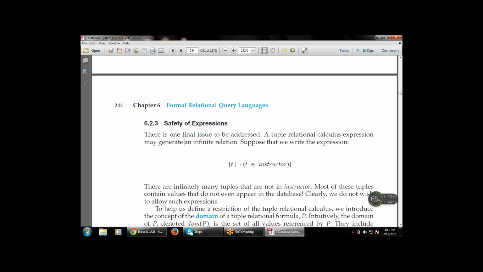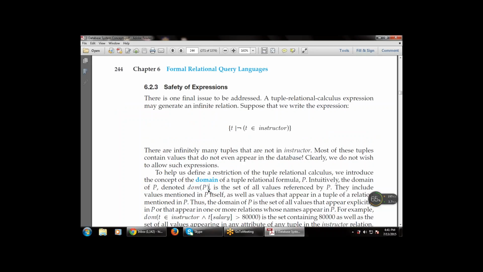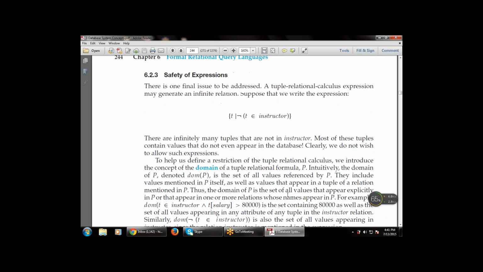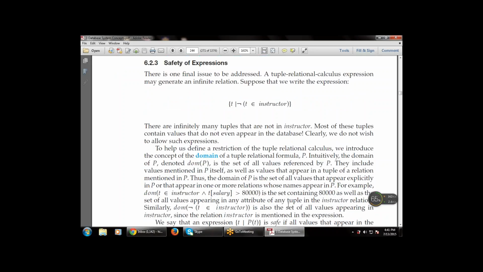To help us define a restriction of the tuple relational calculus, we introduce the concept of the domain of a tuple relational formula. Typically the domain of P is denoted by dom(P), which is the set of all the values referenced by P. They include the values mentioned in P itself, as well as the values that appear in a tuple of a relation mentioned in P.